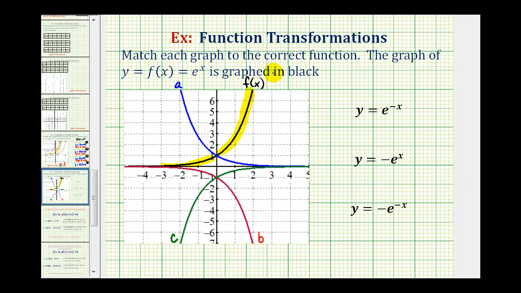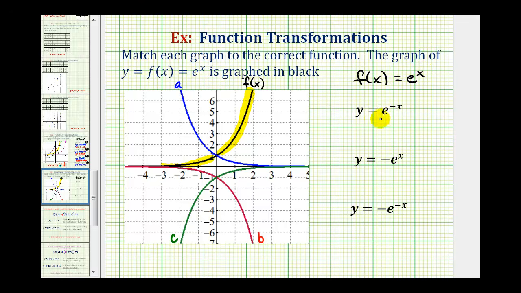We want to match each graph to the correct function given here on the right, based upon the graph of f of x equals e to the x, which is graphed in black and highlighted here in yellow. To do this, we're going to write each equation here in terms of f of x. So again, our basic function is f of x equals e raised to the power of x.